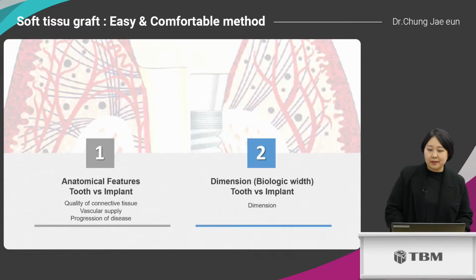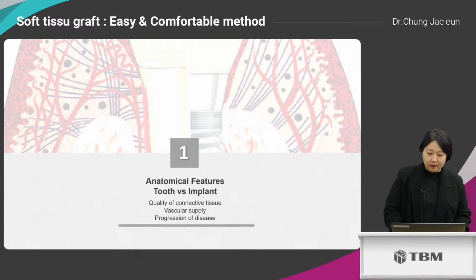The anatomy is kind of boring subject for most of the clinicians, but understanding the anatomy of the periodontium and peri-implant mucosa is very important to manage the soft tissue. First, we'll take a closer look at the anatomical differences between implant and tooth. And then we will talk about the appropriate soft tissue dimensions around the tooth. The soft tissue anatomy of the tooth and implant.